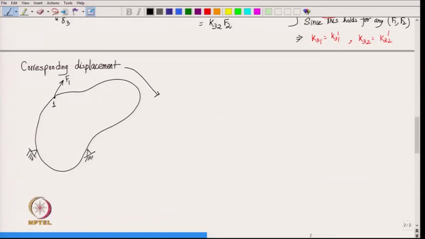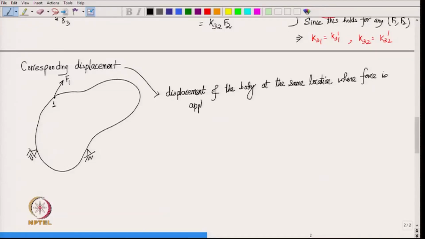So, that means this is displacement of the body at the same location where force is applied and in the direction of the applied force.